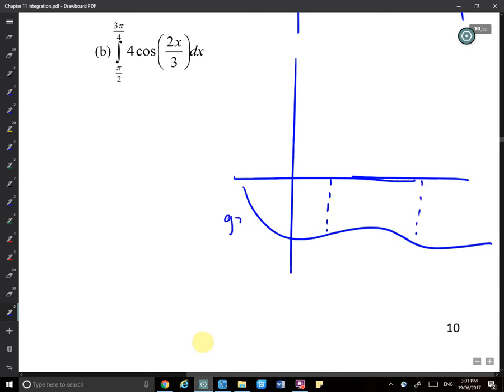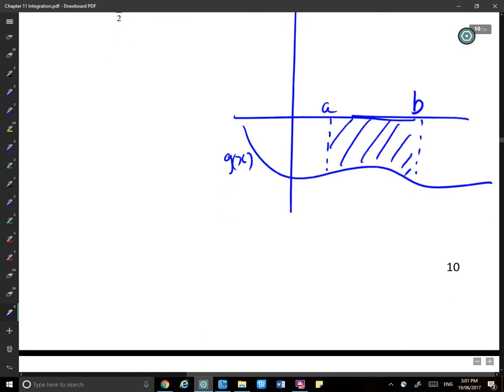Let's say that's g(x), and we have a to b. We want to know this area. So what I can say is, it's always from the lower point to the upper point. So the lower value is a and the upper is b, and I integrate g(x) dx.